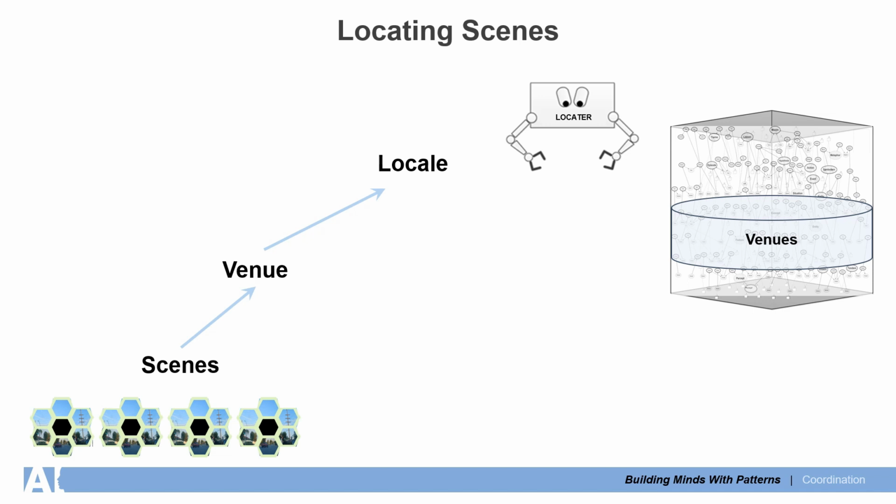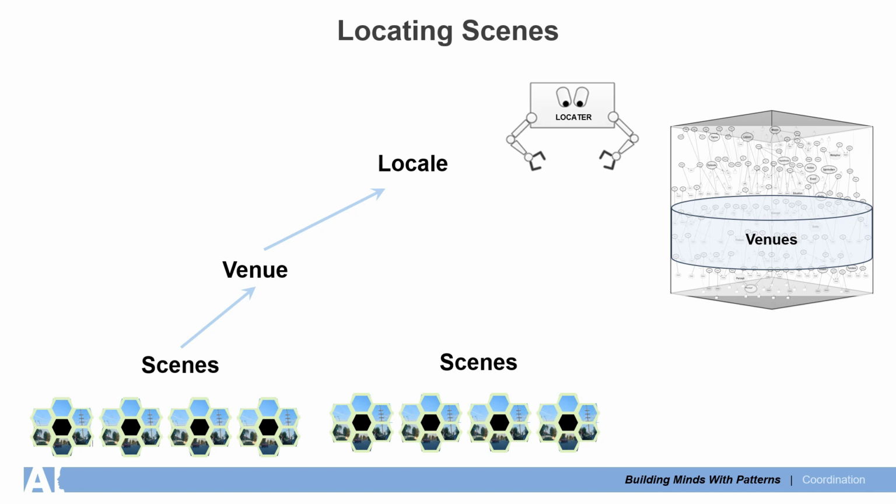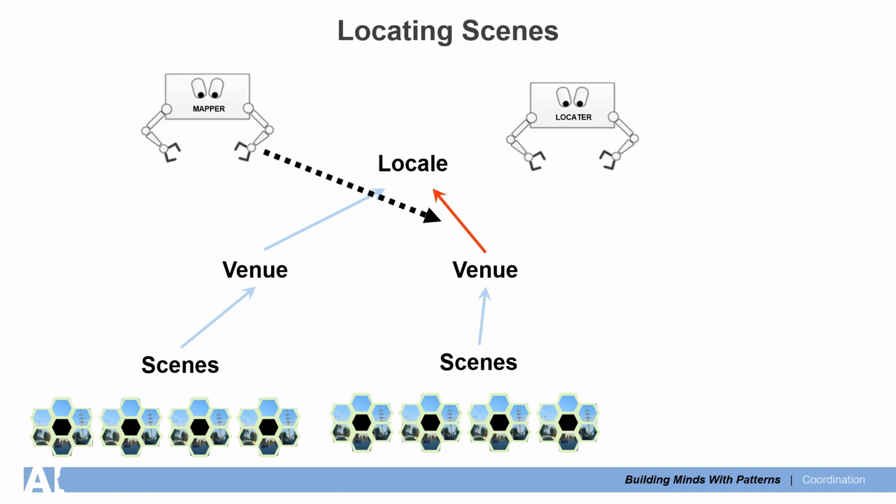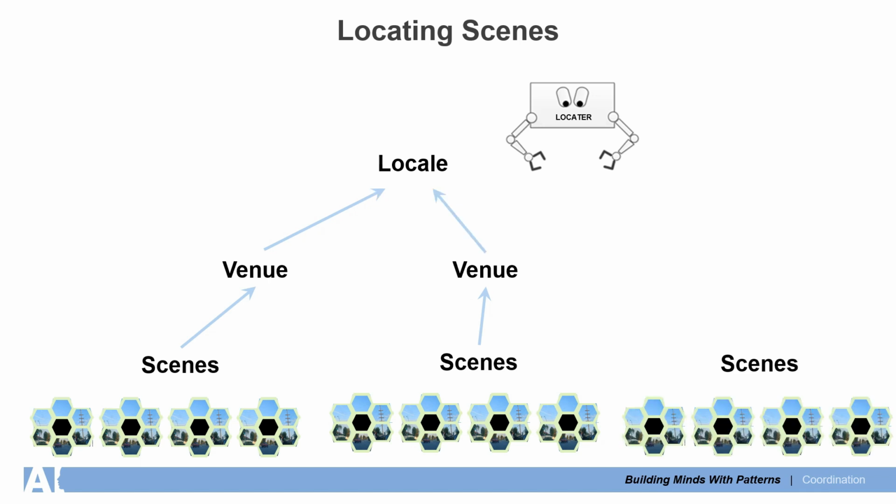Also, it will create a locale for the venue. As more scenes are encountered, as the robot moves around or looks around, the scenes are connected to an existing or a new venue. The mapper links venues to locales. As more scenes are introduced by the scene agent, the locator will correspondingly create venues or retrieve venues to match those scenes and create locales for those venues.